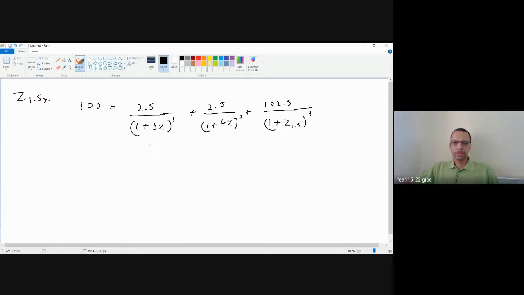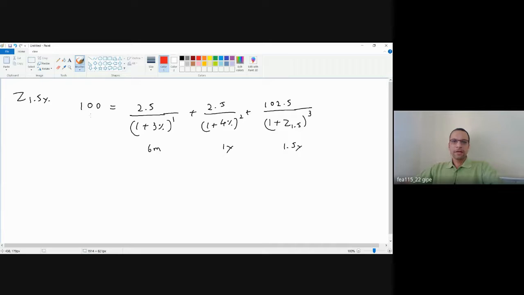So this is 6 months, this is 1 year, this is 1.5 years. Now, I have basically solved this equation in Excel. The only thing is, after adjusting for frequencies, it becomes a slightly complex looking formula, but it isn't very complex. It's essentially the same thing.